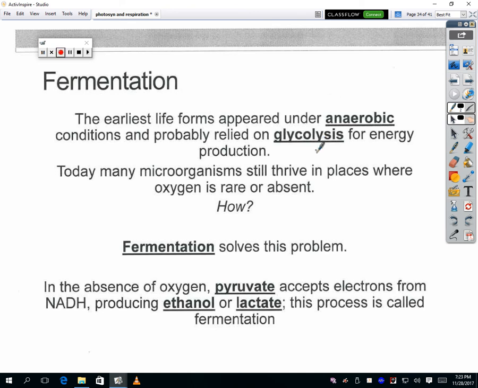That's it. And let me say that again. Fermentation is a fancy word for just going through glycolysis. So, in the absence of oxygen, after glucose is split, the pyruvate will get changed into either ethanol, or alcohol, or lactate. If you're bacteria or yeast, you make ethanol.